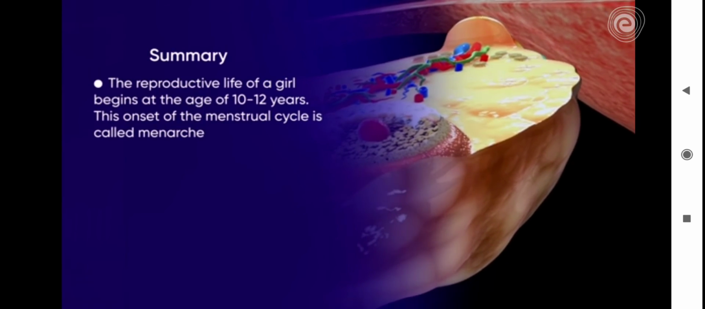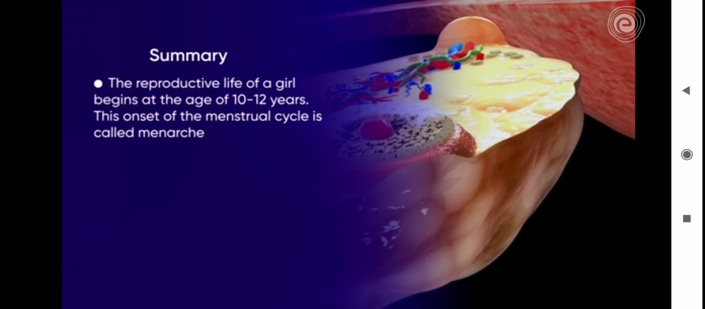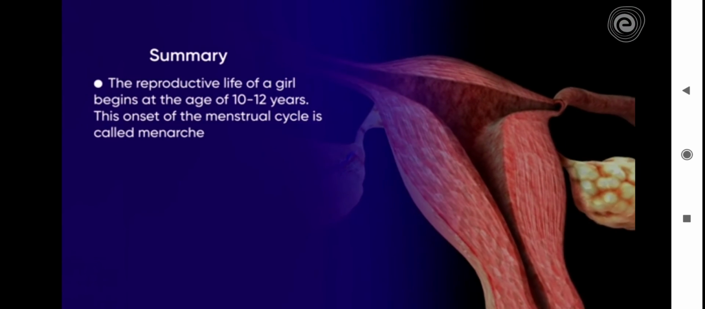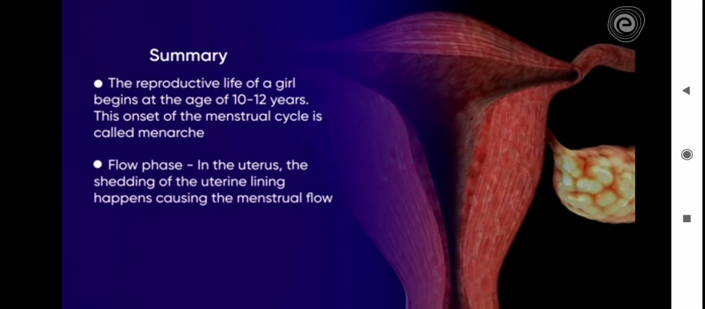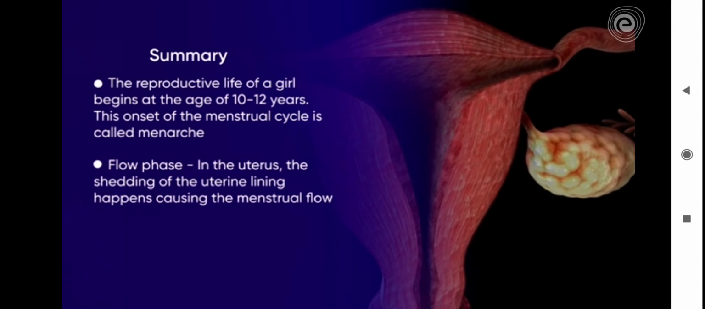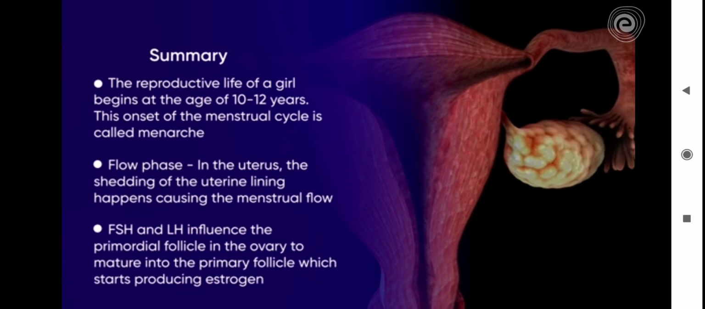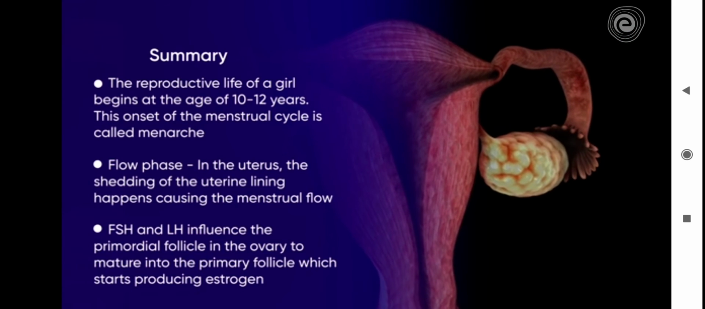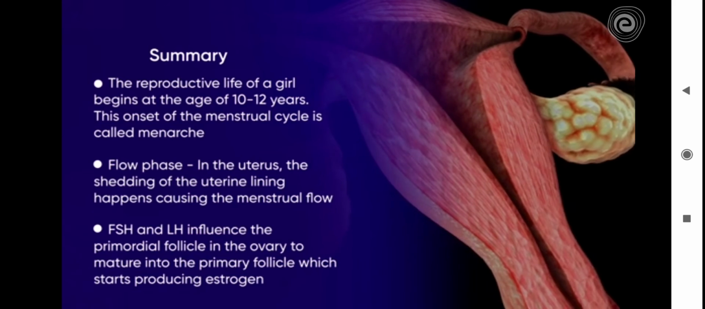Summary. The reproductive life of a girl begins at the age of 10 to 12 years. This onset of the menstrual cycle is called menarche. Flow phase. Here in the uterus, the shedding of the uterine lining happens, causing the menstrual flow. FSH and LH influence the primordial follicle in the ovary to mature into the primary follicle, which starts producing estrogen.